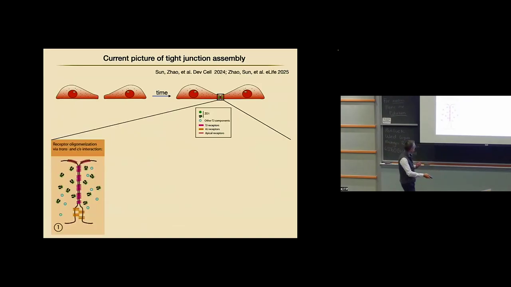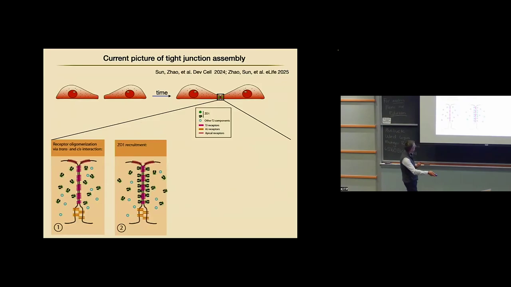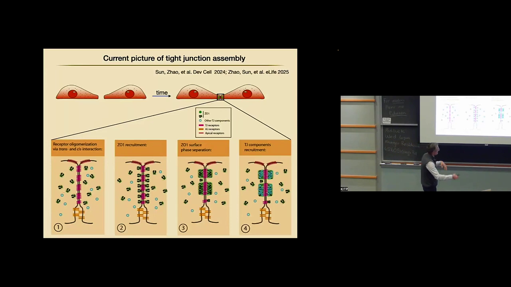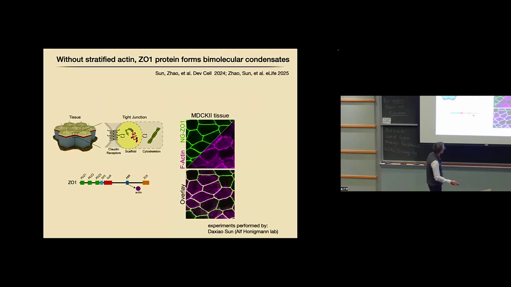And the current picture is very simple. The current picture is that a receptor oligomerizes and attracts a protein, ZO-1. And this protein is able to enrich such that it forms little condensates and recruits downstream tight junction components, such as actin, and this actin then polymerizes and forms a full tight junction. So that's the current picture, so that in the end, phase separation on the surface leads to an assembly hierarchy.